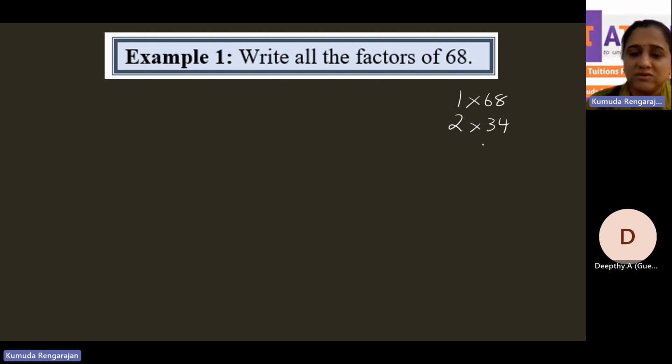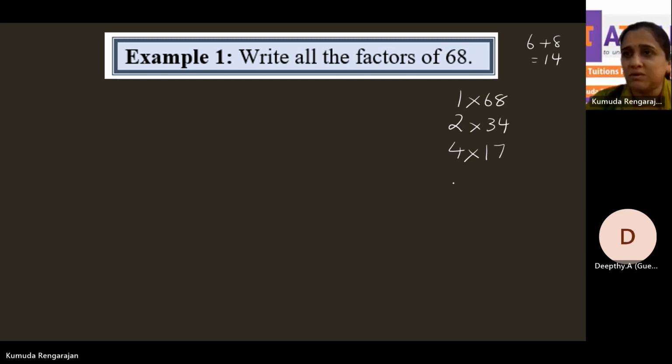68 is not divisible by 3 because 6 plus 8 is 14. Use the test of divisibility. The sum of the digits 6 plus 8 is 14 and 14 is not a multiple of 3. Therefore, 68 is also not a multiple of 3. Then by 4, you'll have to try that. So it is divisible by 4. 4 ones are 4, 2 remains. 4 sevens are 28, 4 17s are 68.